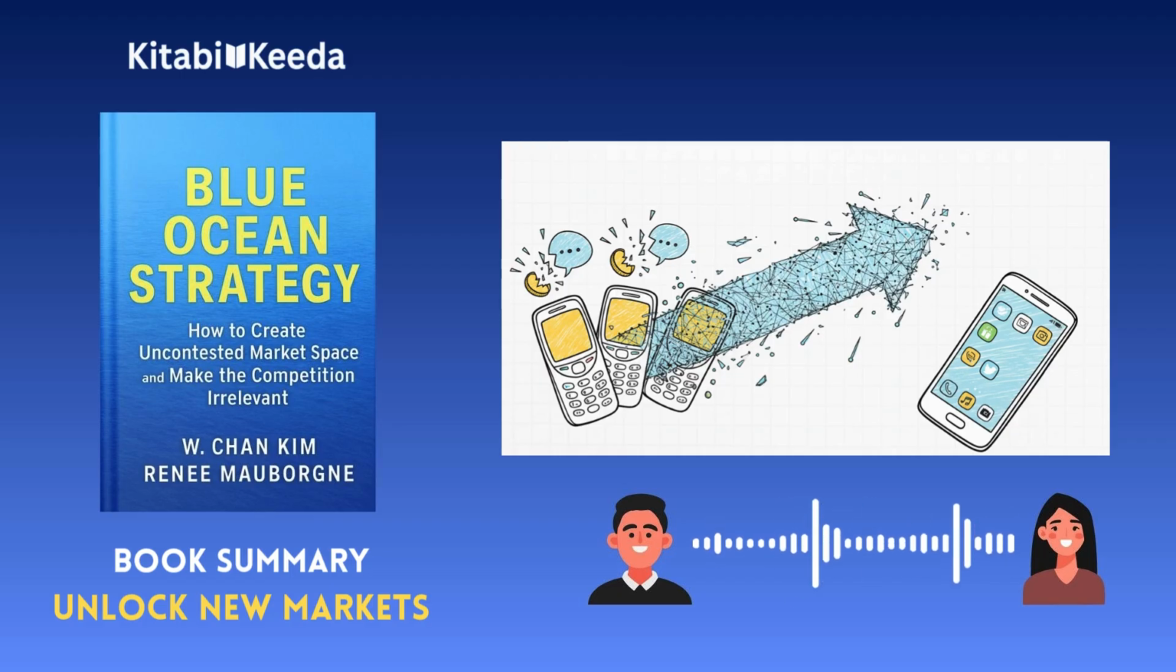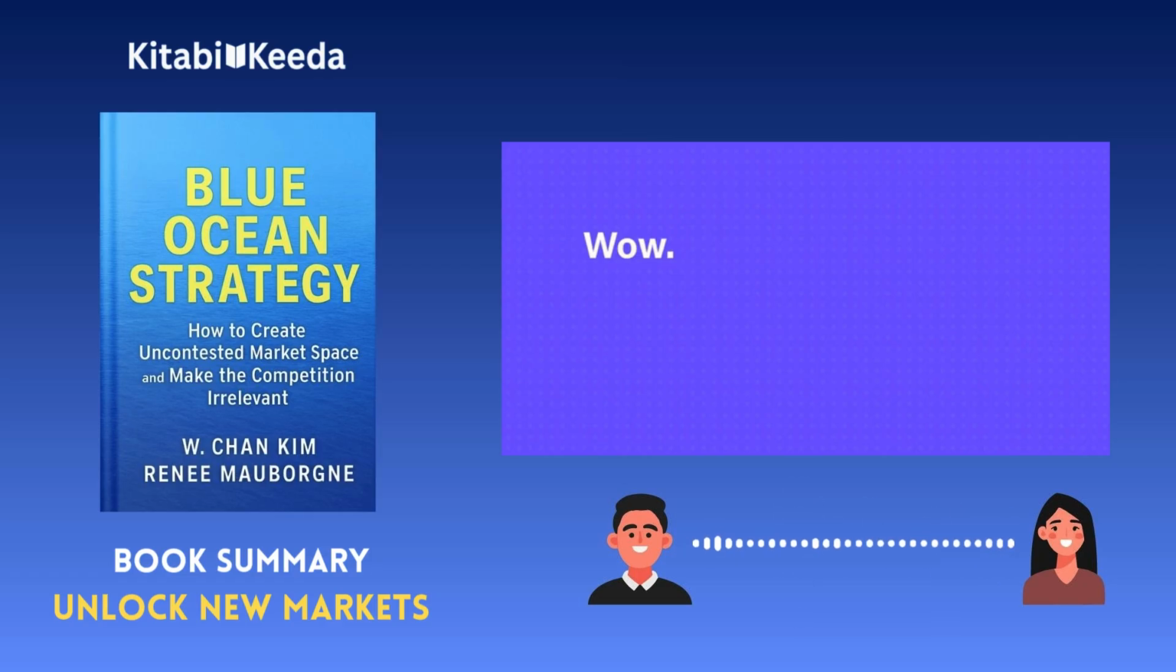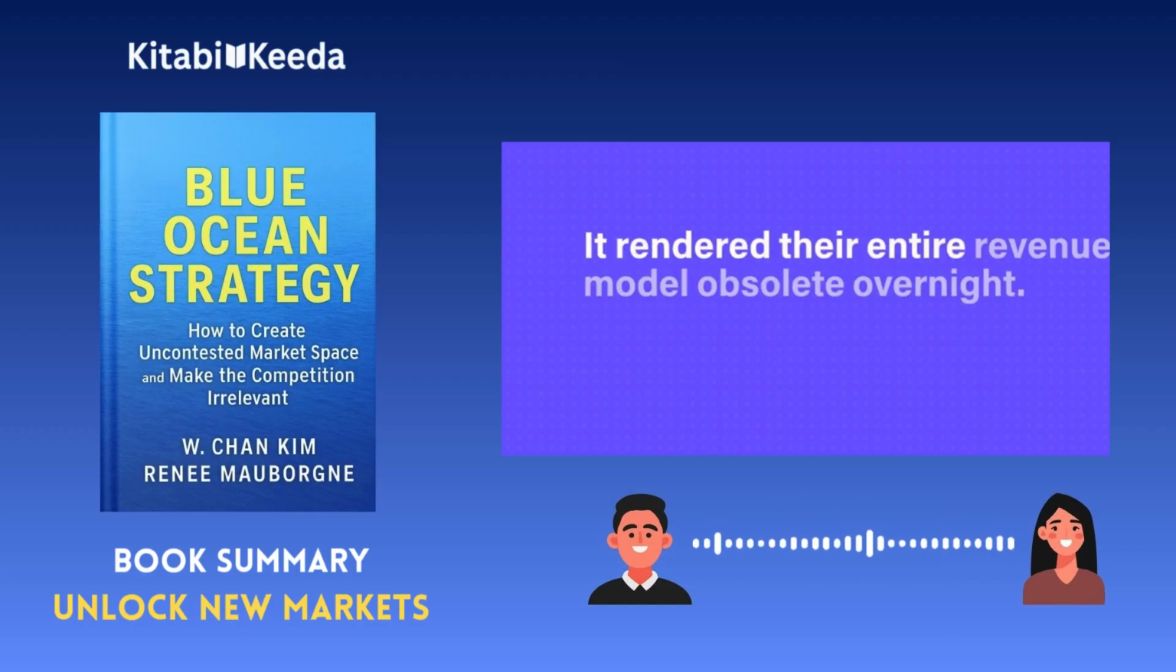But the writing was on the wall. It was glaringly obvious. The decisive trend was data. People were starting to stream video, use apps. The future was data consumption, not voice minutes. So while everyone else was fighting over the past, Jio looked at the future. And they made one of the most audacious strategic moves I've ever seen. They built an all-IP network designed purely for data, and then they made voice calls completely free. Wow. Which instantly made the competition's main product worthless. It rendered their entire revenue model obsolete overnight.